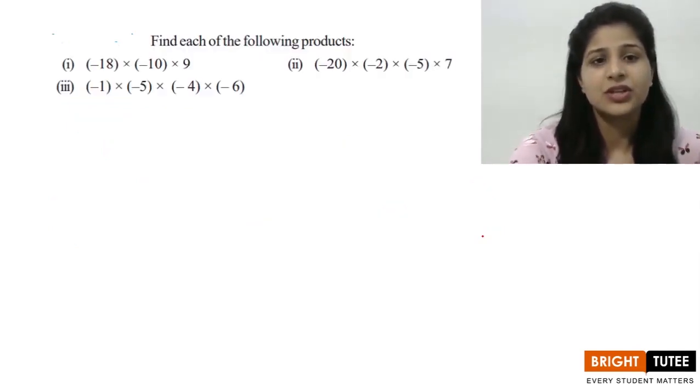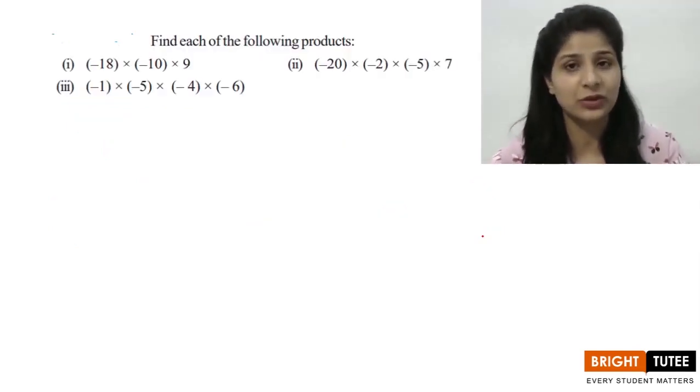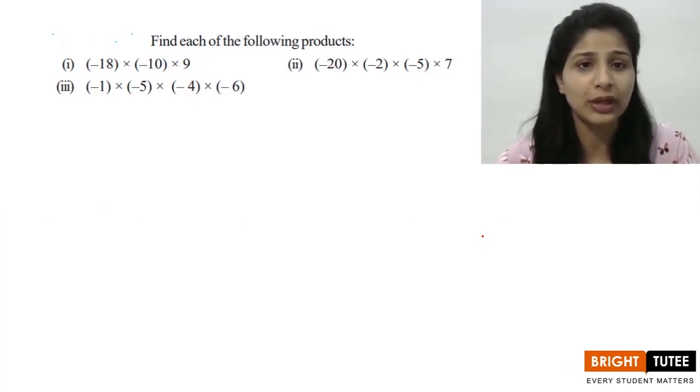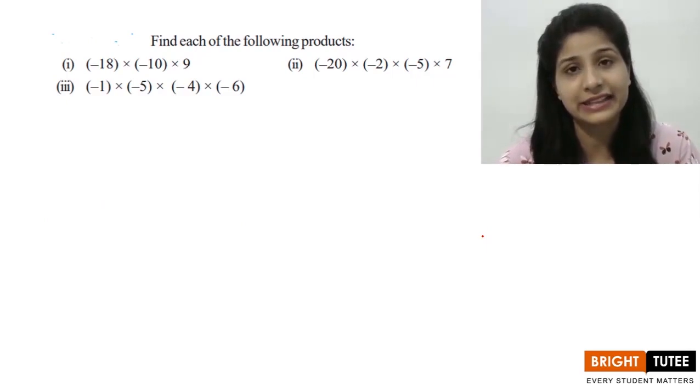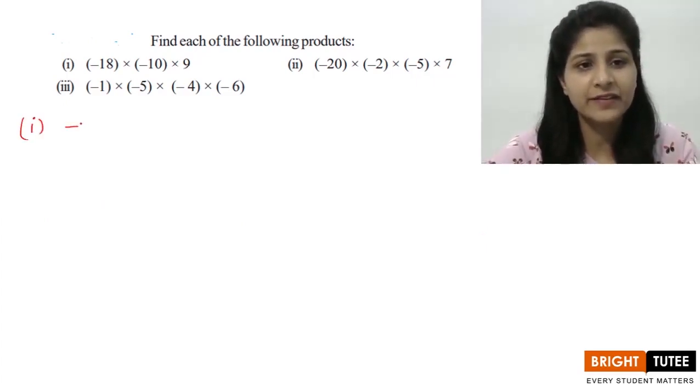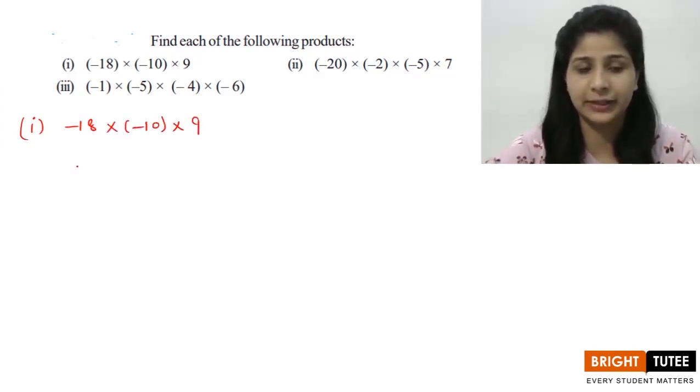Right? So in these also we have to figure out and see by multiplying which two numbers we get the answer as an easy one. In the first one, we have minus 18 into minus 10 into 9.